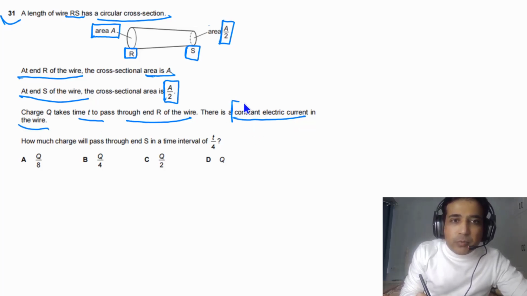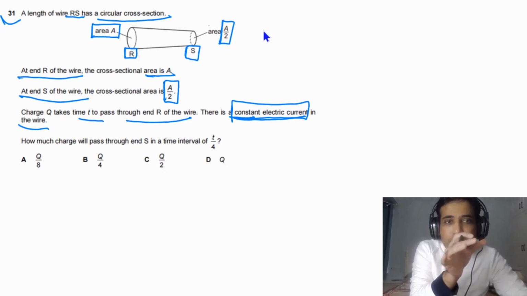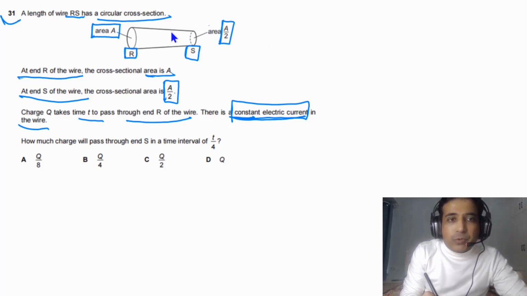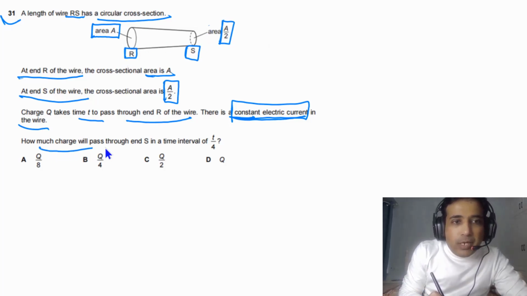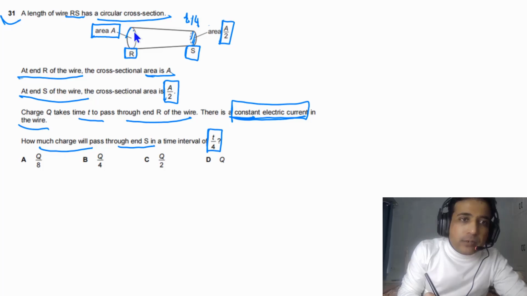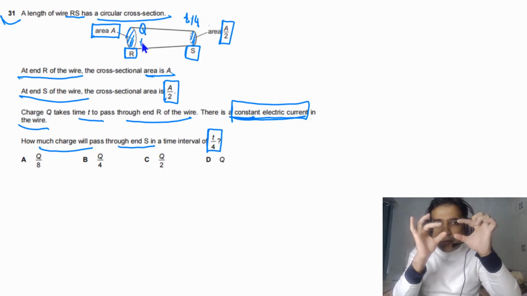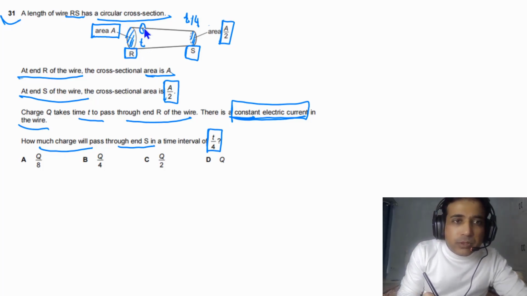So this is a very important one. Constant electric current. Simply you can also understand it as they are connected in series, which means the current is the same. So this is just one wire, so current will be the same. How much charge will pass through end S in a time interval of T by 4? Means if we look at this end for time T by 4, how much charge will pass through this end? For this end it is given to us. If you look at this end for time T, how much charge is passing through? Q in time T. Means if you look at that end for time T, the charge passing through this end will be equal to Q.